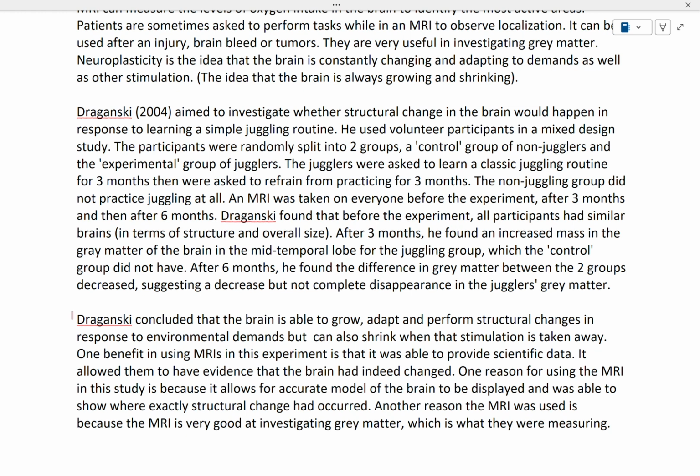we start with the conclusion here. So it is able to grow, adapt, and perform structural changes in response to environmental demands, and so on.